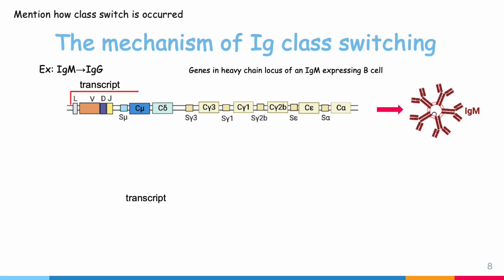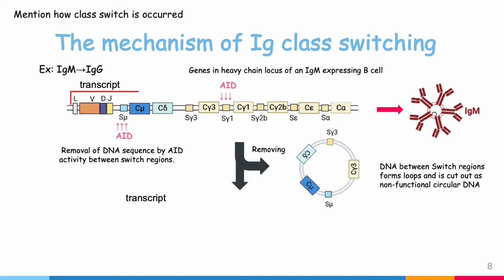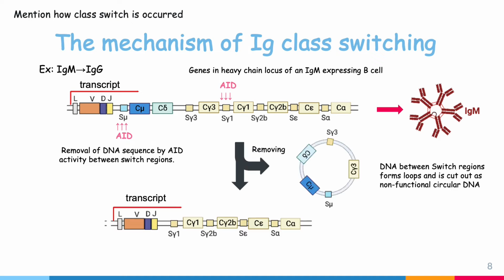Based on the above, we mentioned how the class switch occurs, using the conversion of IgM to IgG as an example. This is the heavy chain gene sequence of a mature B cell expressing IgM. AID specifically acts on the S mu region and S gamma 1 region of this sequence to make a nick. Then, DNA between the switch regions forms a loop and is cut out as non-functional circular DNA. As a result, the C gene moves into the vicinity of the recognized VDJ sequence, and the recombination has occurred. Finally, the gene in the heavy chain locus of an IgG-expressing B cell is formed and IgG is produced.